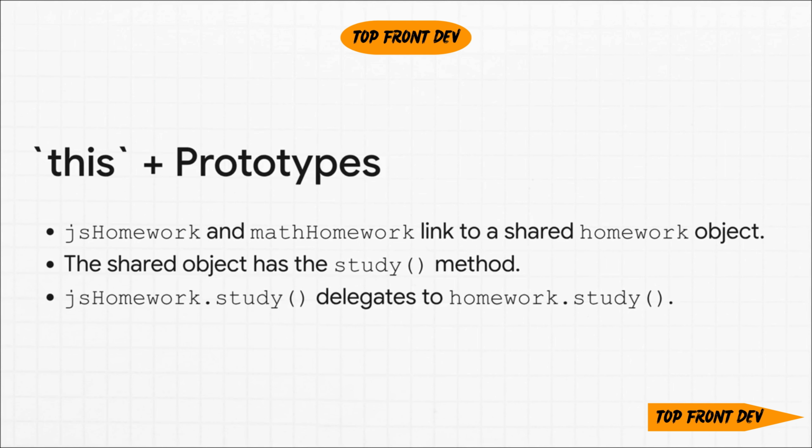Imagine you have two separate objects, JS homework and math homework. They can both be linked to a single shared object that holds common methods, like a study method. So when we call study on JS homework, JavaScript doesn't find it there, so it delegates. It looks up the prototype chain and finds it on the shared homework object.